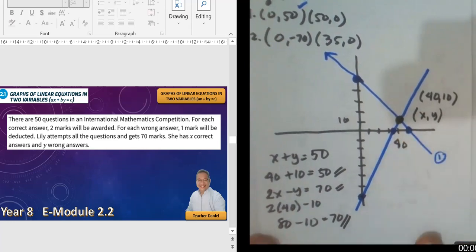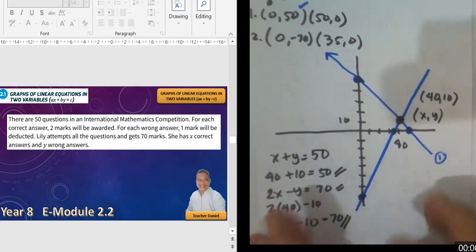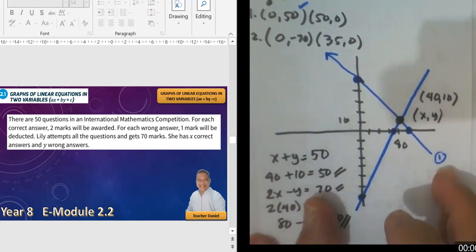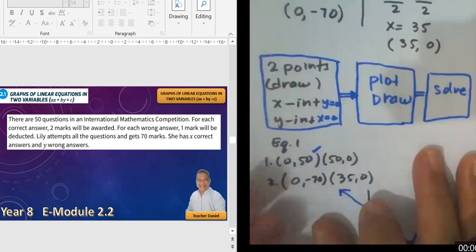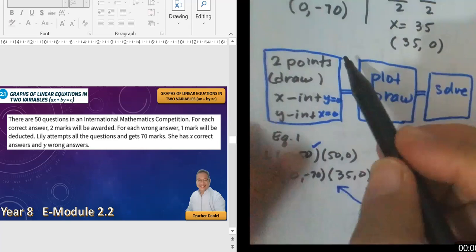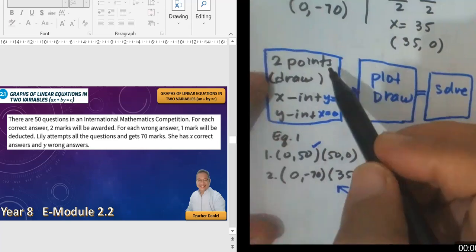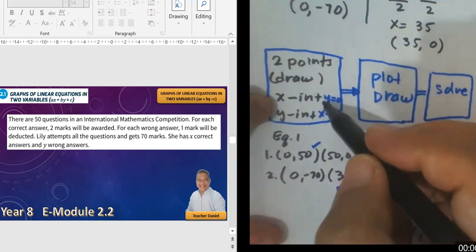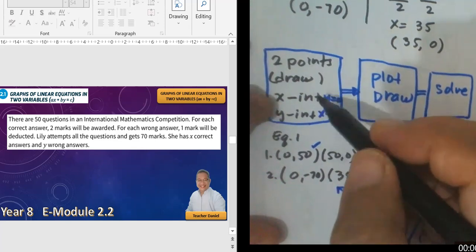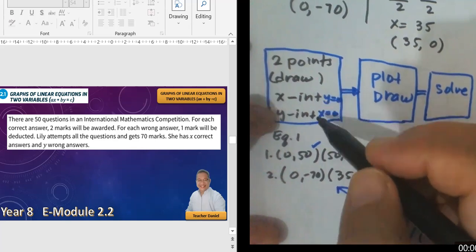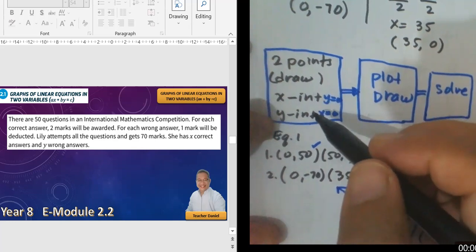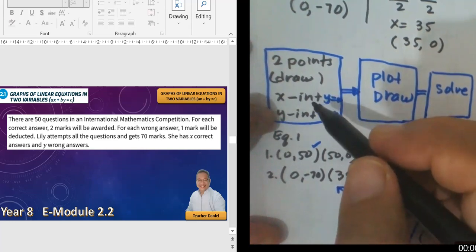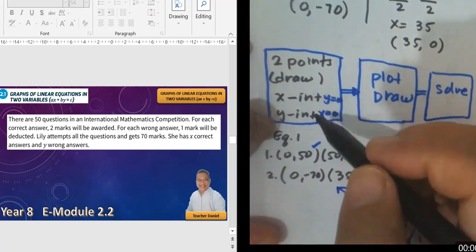So guys, that is how to solve simultaneous equations graphically. There are only 3 steps. Number 1, we need to get the 2 points for us to be able to draw. And the best points to take are the x-intercept and the y-intercept. Why? Because they are easy to solve. Can you use other points? Yes, you can use other points. But the best to use are these two.